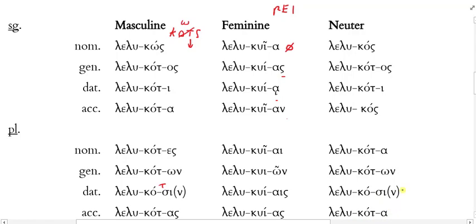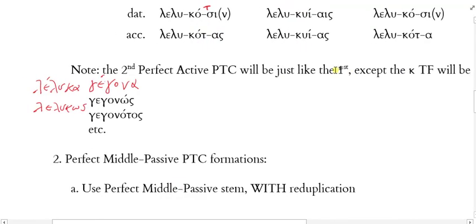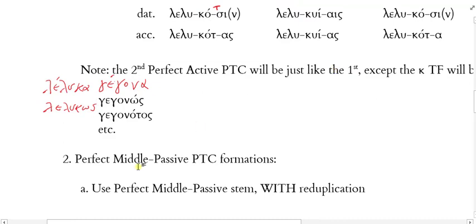All right, excellent. So here on the second perfect participle, what I want to point out to you is that with the first perfect, we have verbs like leluka. Luo is a first perfect, and so it's going to have the kappa alpha on its indicative form. Gegona from ginomai is a second perfect, and it is missing the kappa alpha, but the alpha is present from the second perfect tense formative. Now, leluka becomes lelukos for its perfect active participle.